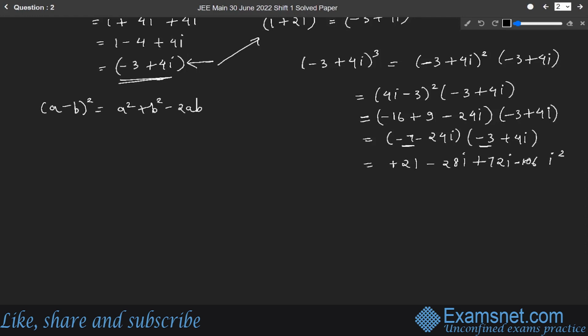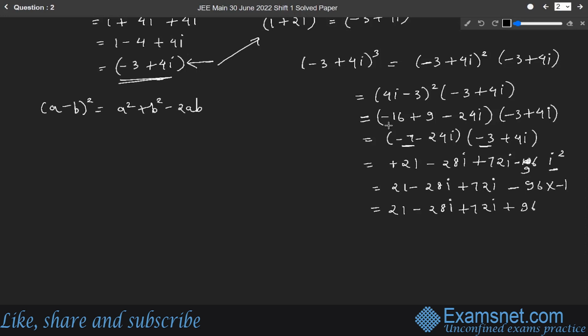No, it will be 96. 24 into 4 is 96. So it is 96 i square. What is the value of i square? It is minus 1. So this term becomes 21 minus 28i plus 72i minus 96 into minus 1. So minus minus will be plus: 21 minus 28i plus 72i plus 96.